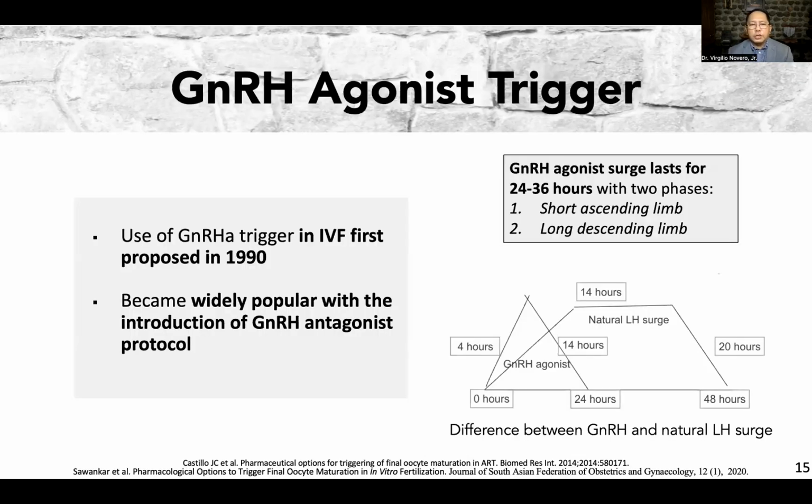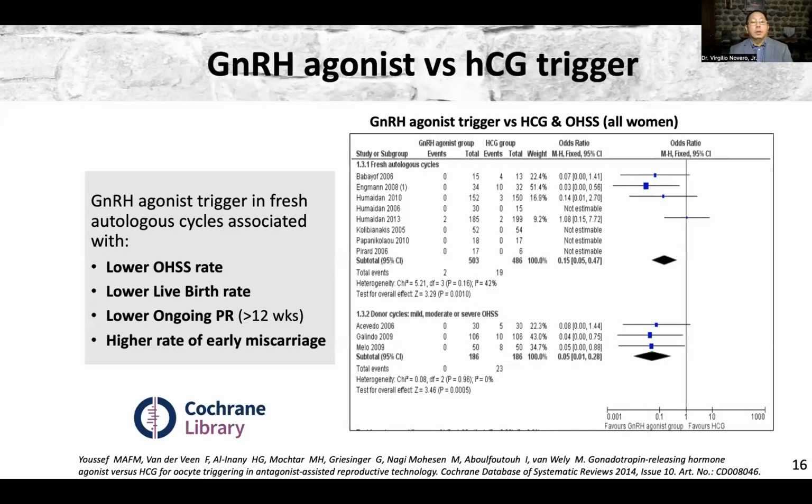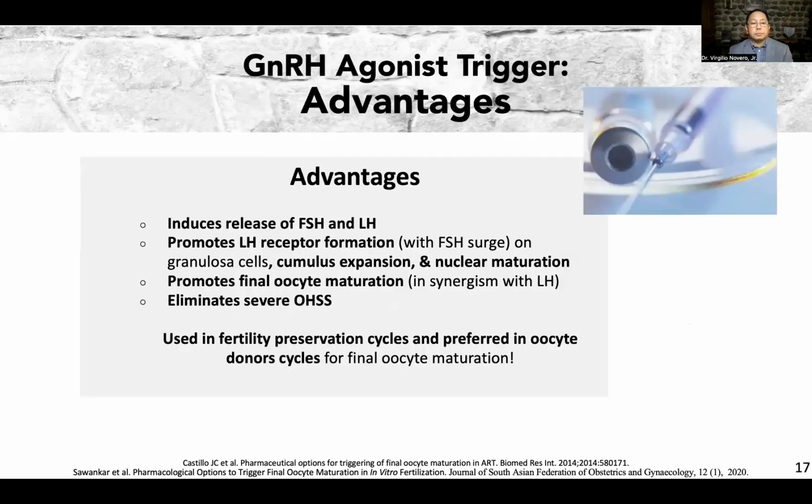Let's now talk about your GnRH agonist trigger, which was first proposed in 1990 and is widely popular with the introduction of your GnRH antagonist protocol. Now, in a meta-analysis by Youssef, he found that it would cause a lower OHSS rate, but a lower live birth rate, lower ongoing pregnancy rate, and higher rate of early miscarriage.